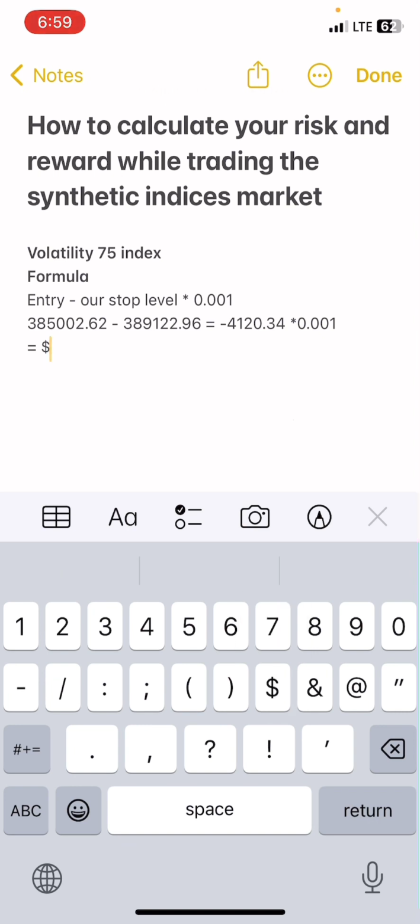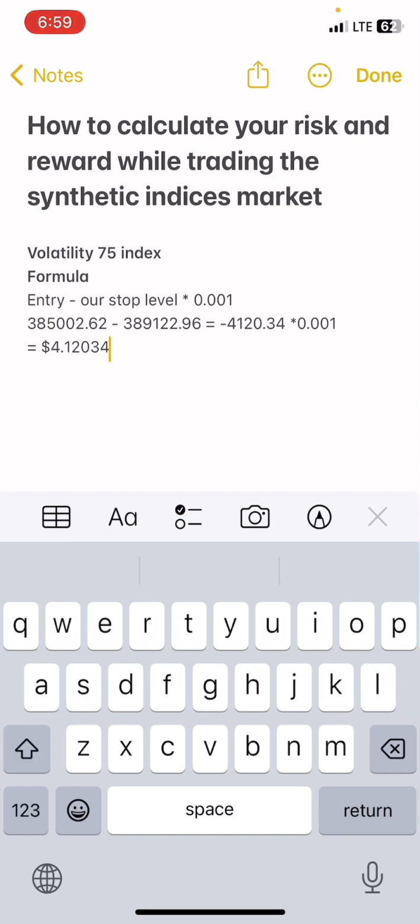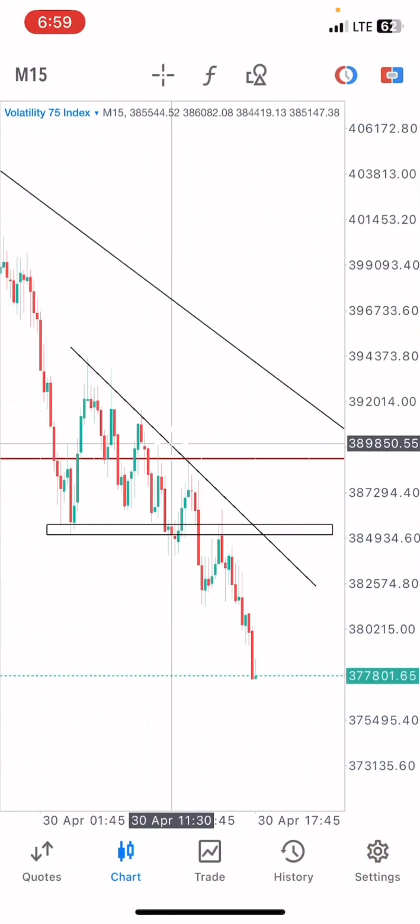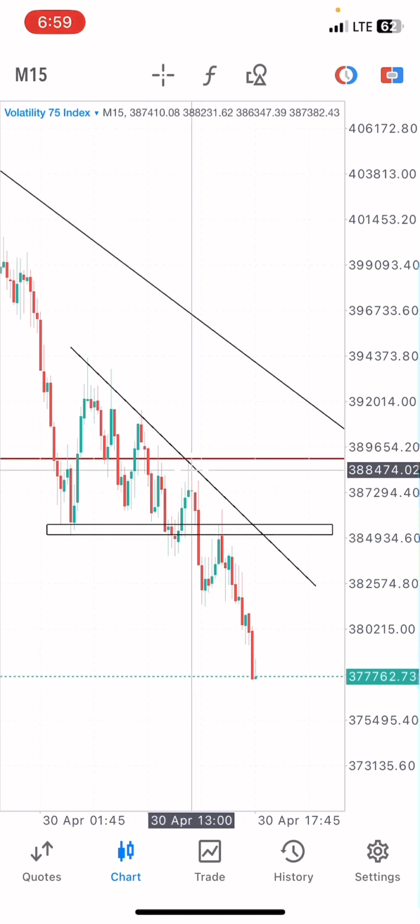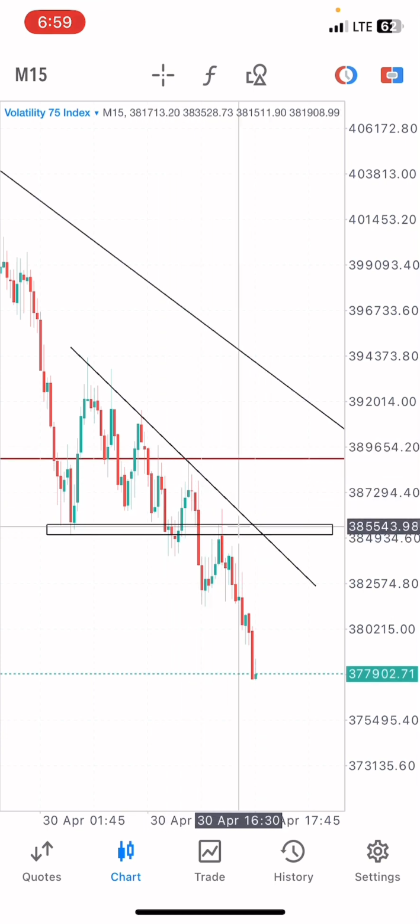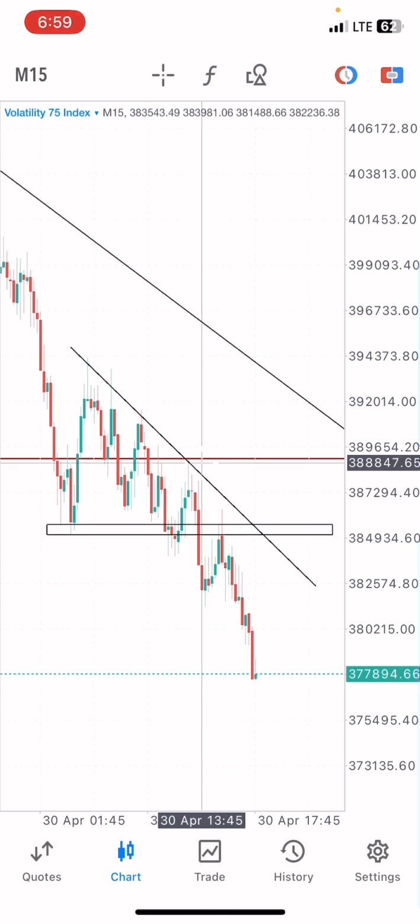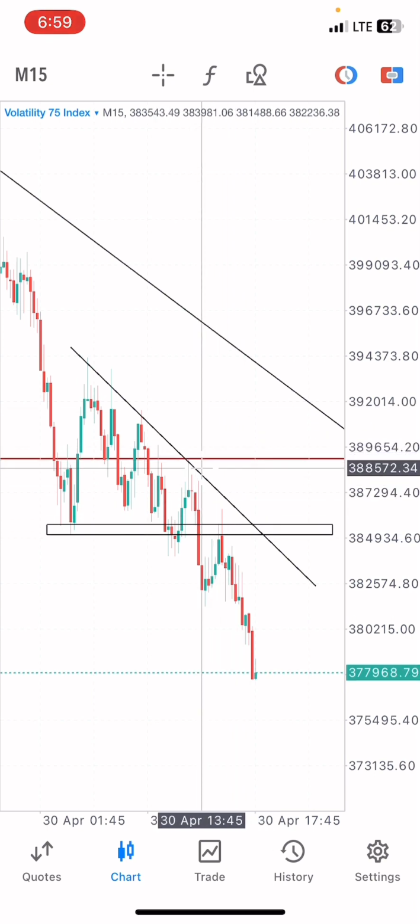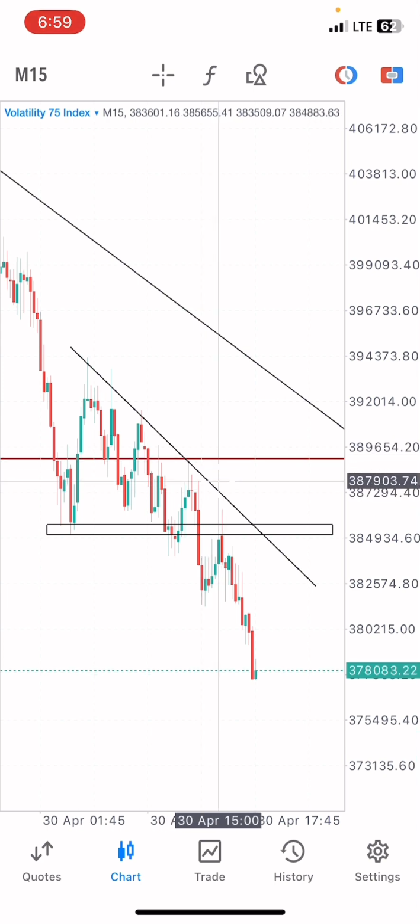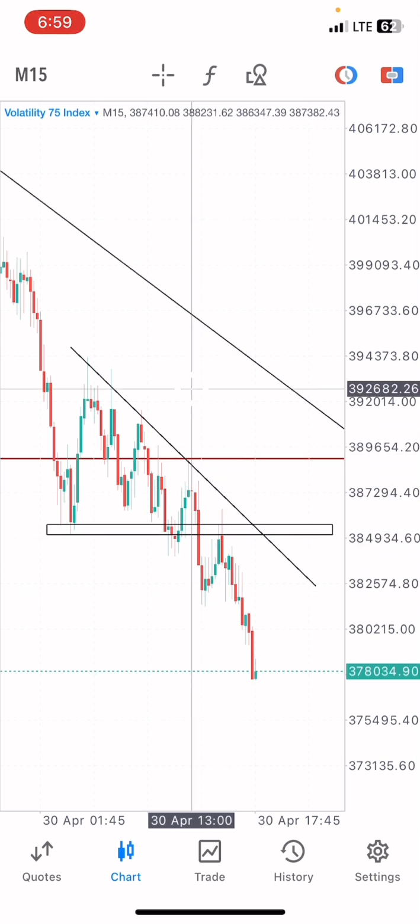So our risk could be 4.2. So this is basically our risk if you are to get into these sales at this point with our stop loss above this level. With the lowest lot size in a single position, we'll be risking $4 to take this trade. Our risk in this trade will be $4 basically. So you can see I've calculated our risk in this trade.